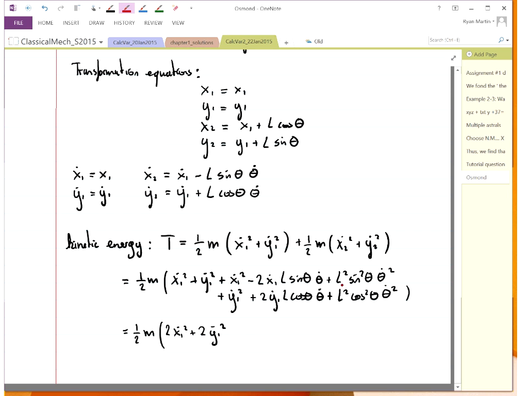Now let me underline the last terms in red here. If I add these two terms together, L squared sine squared theta dot squared plus L squared cos squared theta dot squared, I can factor out L squared theta dot squared. So it's L squared theta dot squared times sine squared theta plus cos squared theta, which is 1. So those whole terms, when you sum them together, you get L squared theta dot squared.